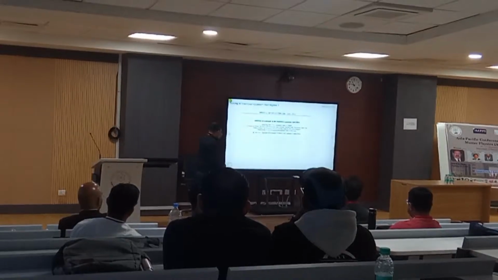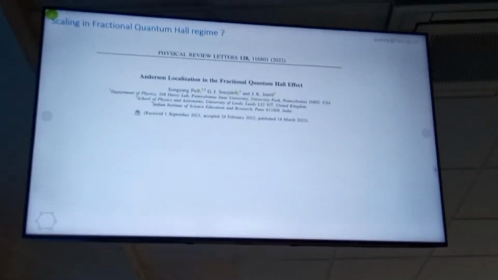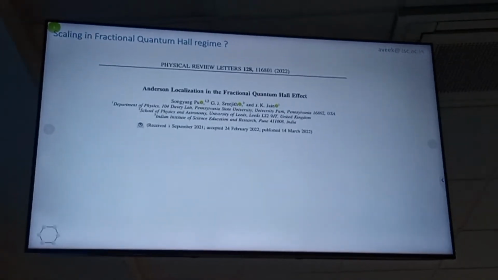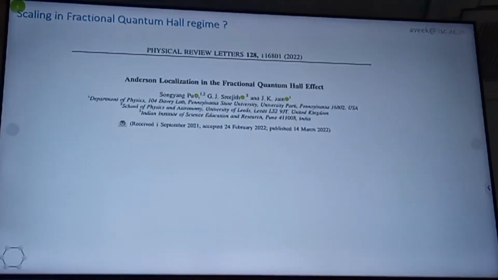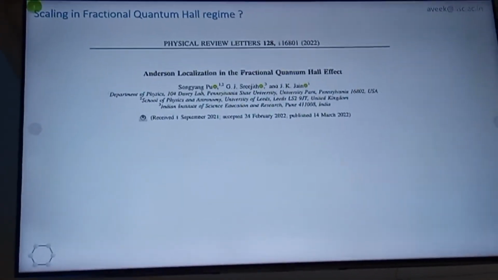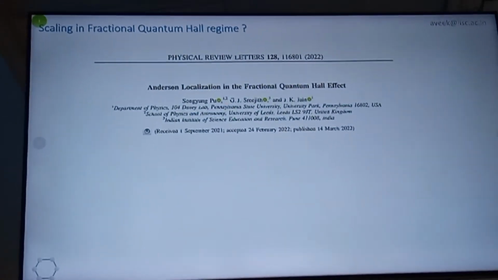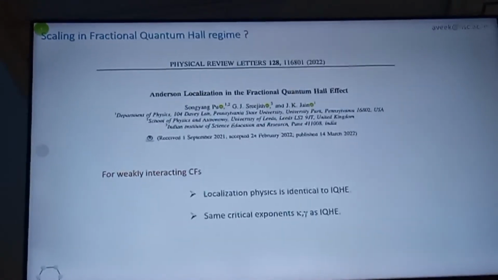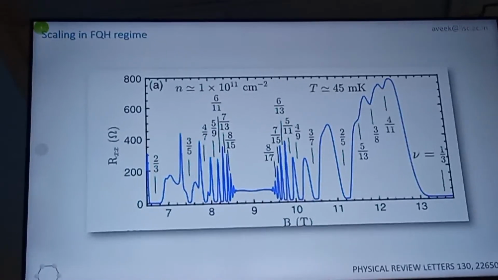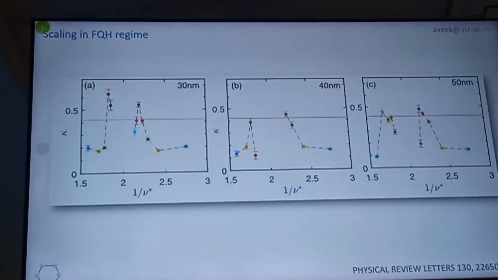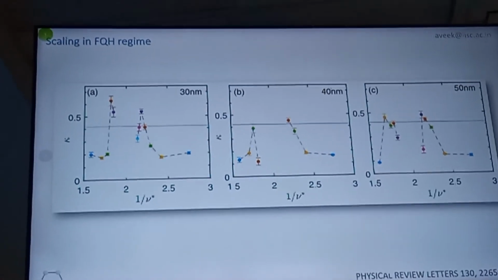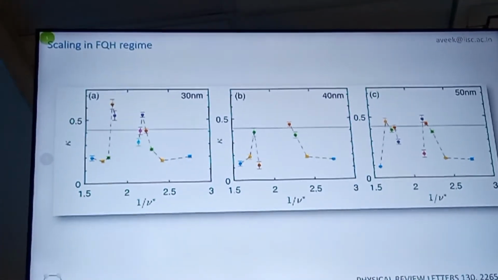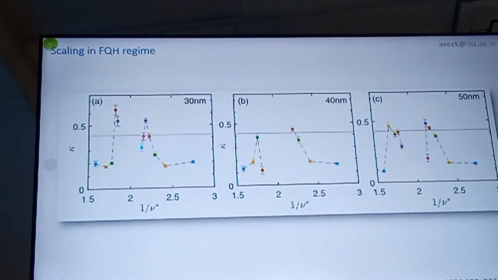But recently there was a 2022 paper which predicted that I should also see Anderson localization in the fractional quantum Hall regime. That's a very surprising thing, because everything that I've spoken to you about is a single-particle picture, and this is many-body, strongly interacting physics. So I'm not even sure whether it should work. So we just started out to measure it experimentally. This is the fractional quantum Hall regime, and this is a previous result from Mansour Shayegan's group at Princeton, 2023 results. They measured kappa, and they see that kappa is all over the place.